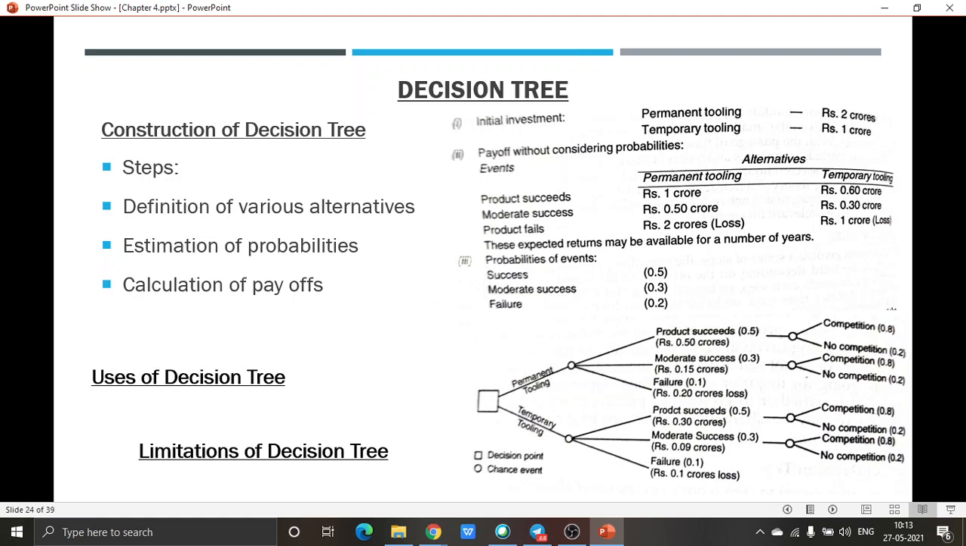So we shall discuss one of the forms of operation research, that is decision tree. So what basically is a decision tree? The name sounds interesting, isn't it? So what could this probably be?